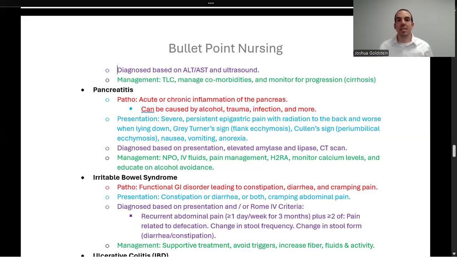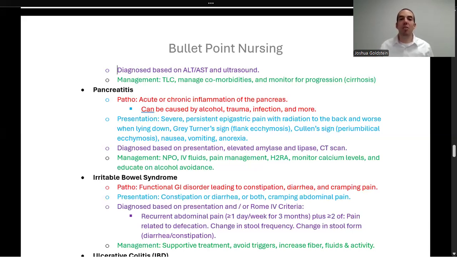Next, we move on to IBS, irritable bowel syndrome. Don't confuse this with IBD, inflammatory bowel disease. That's coming up very next. Pathophysiology of IBS is it's a functional GI disorder. In layman's terms, it's hyperactivity of the GI system, and it can cause constipation, it can cause diarrhea, it can cause cramping pain. Obviously, those three things are going to be the presentations of this condition.